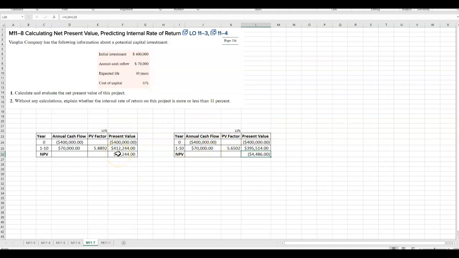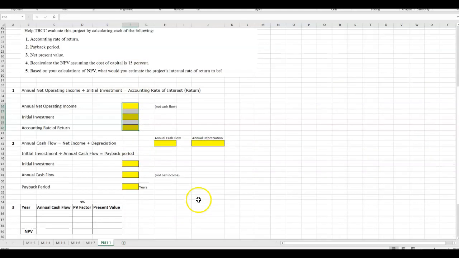If it's positive, it's more than the factor you used, or more than the percentage you used. If net present value is 0 at 11%, that means it's returning exactly 11%. All right, let's move on.